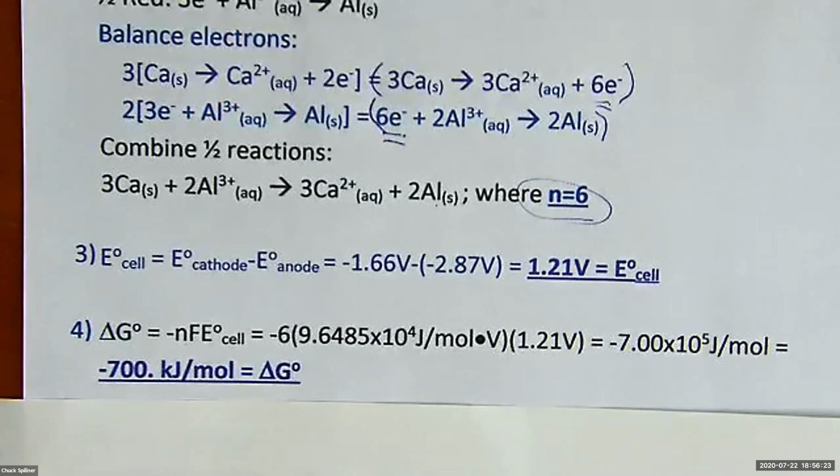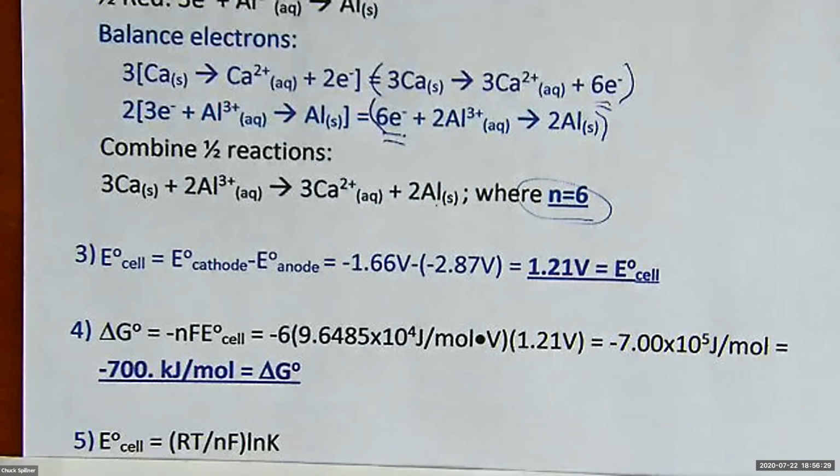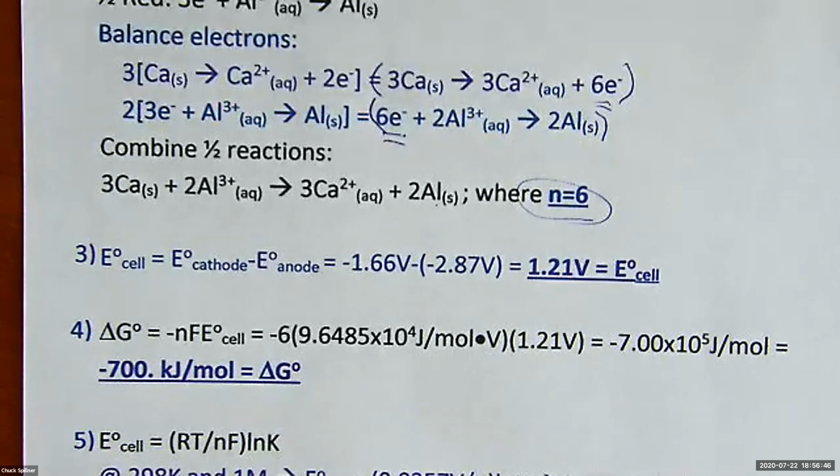So the last thing we want to do then is to calculate the equilibrium constant. And our equation for calculating the equilibrium constant is RT over NF log K. We need to rearrange that. Well, let me back up a little bit. At 298 K and 1 molar, the standard cell potential is equal to 0.0257 volts divided by N times log K. Remember, this is our shortcut.